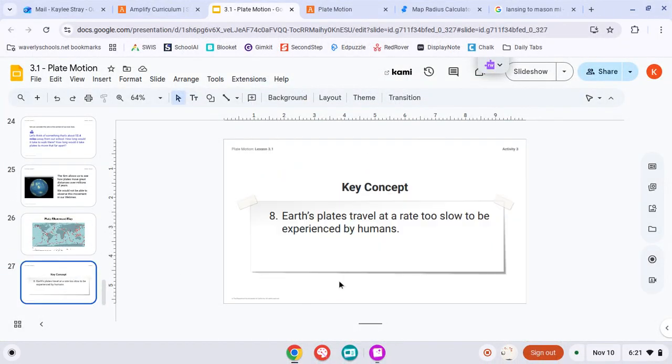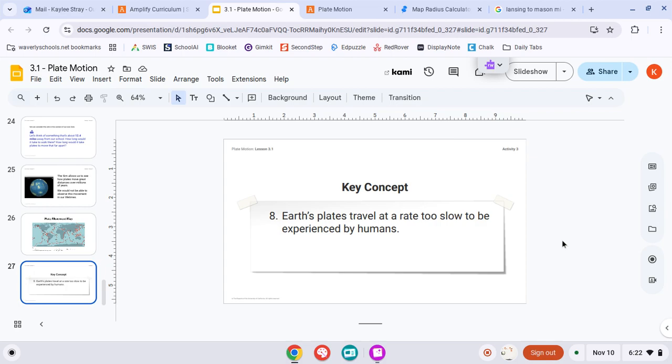And we're on to our key concept. Our key concept is Earth's plates travel at a rate too slow to be experienced by humans. This takes way too long. We will never be able to experience it all in our lifetime. We will be able to collect some good data, but definitely not all the data that we need. Make sure that you have done this and finish it all the way to the end and click submit.